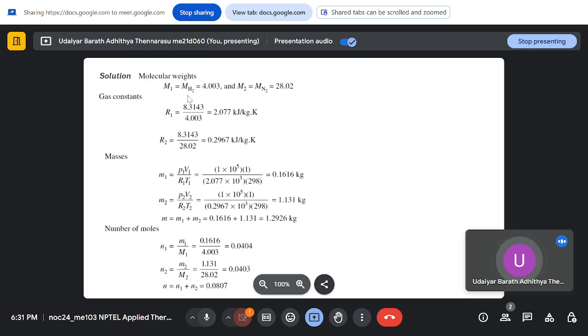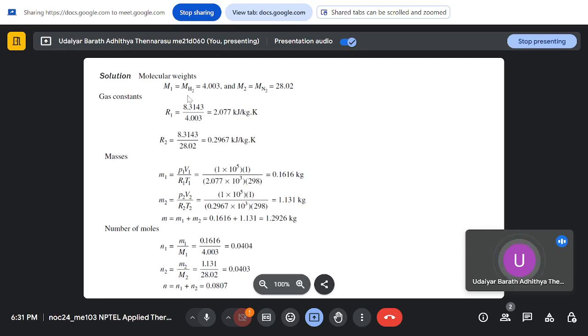And similarly for nitrogen, we are using the same expression. So P2V2 by R2T2. Substituting the values here will give us mass of nitrogen as 1.131 kg. So the total mass of the mixture when we are mixing this hydrogen and nitrogen is 1.2926 kg. So this is on mass basis. So now we will convert this into moles. So moles is nothing but mass divided by your molar mass.